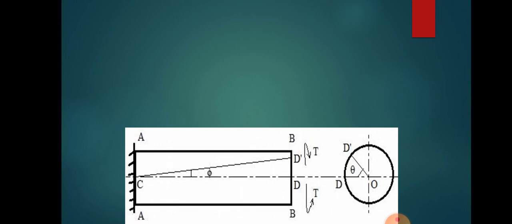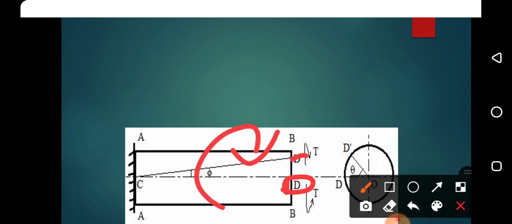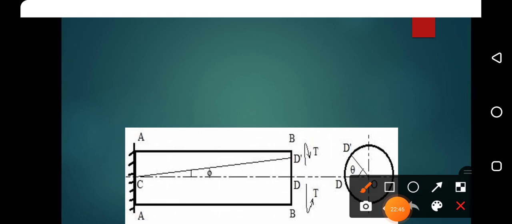In the figure, before applying a torque, the point D is here. I have marked a point D on a rod, and when I apply a torque, D moves to here. This is, in a simple way, the torsional shear strain. The more theta increases, the more the shear strain increases. If theta is 0, shear strain is 0.